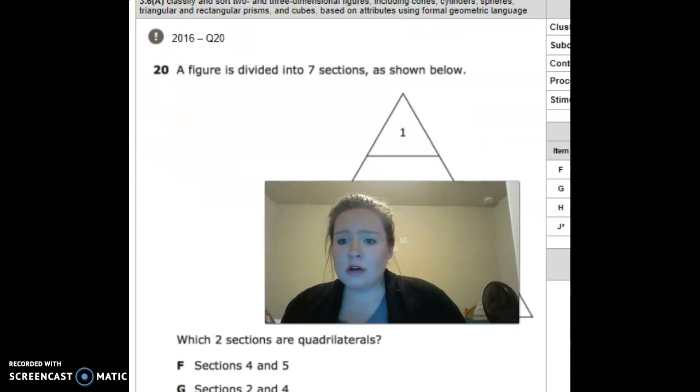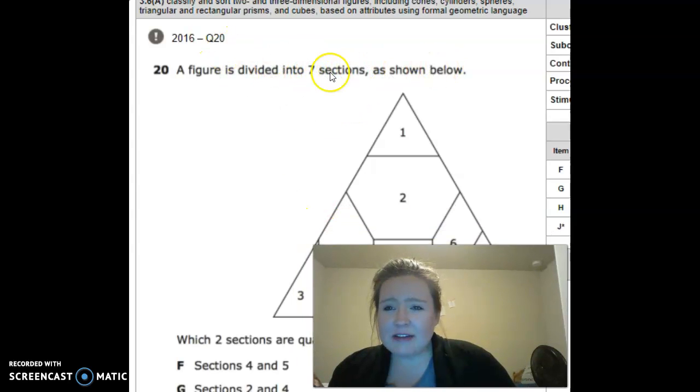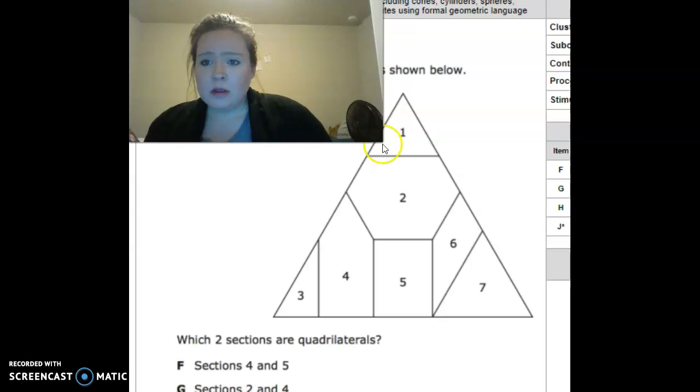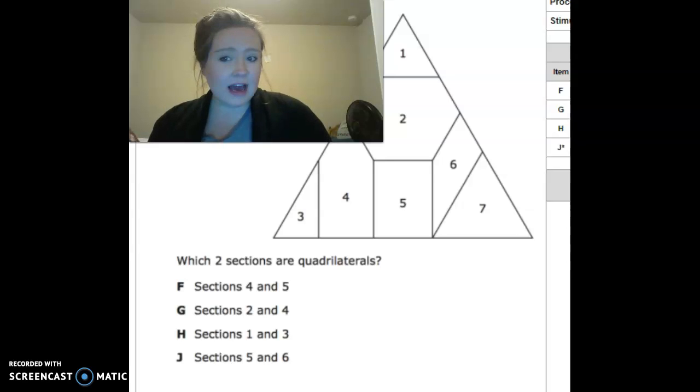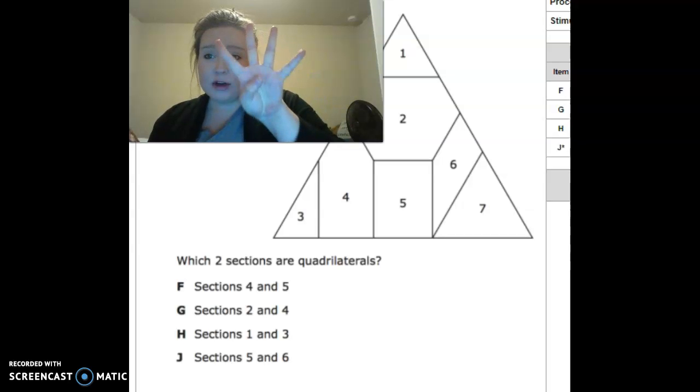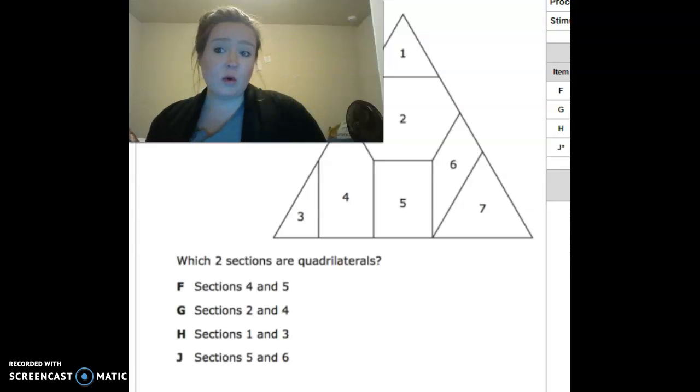Figure A is divided into 7 sections as shown below. 1, 2, 3, 4, 5, 6, 7. Which two sections are quadrilaterals? What is a quadrilateral? Good. A quadrilateral is a 2D figure with 4 sides. Quadrilateral. Quad means 4. So a quadrilateral has 4 sides.